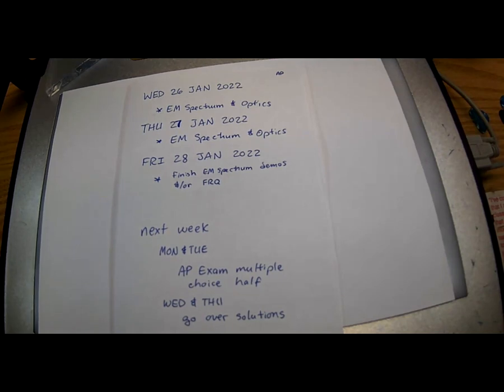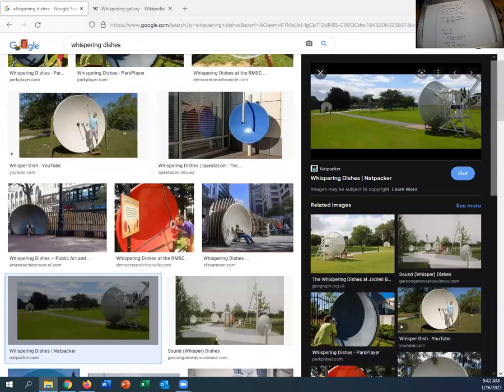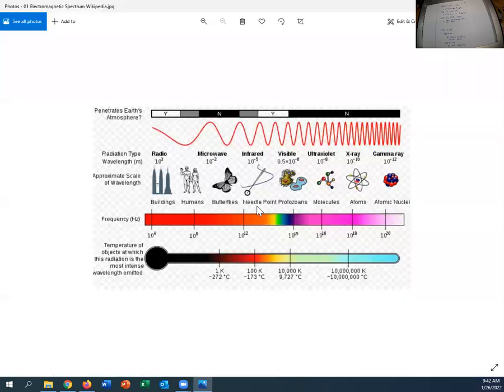Let's see, share screen to... Okay, I'm going to work up to that right there. But we start with the electromagnetic spectrum. Now this is the electromagnetic spectrum. EM waves are oscillating. We're looking at oscillating electric and magnetic fields.